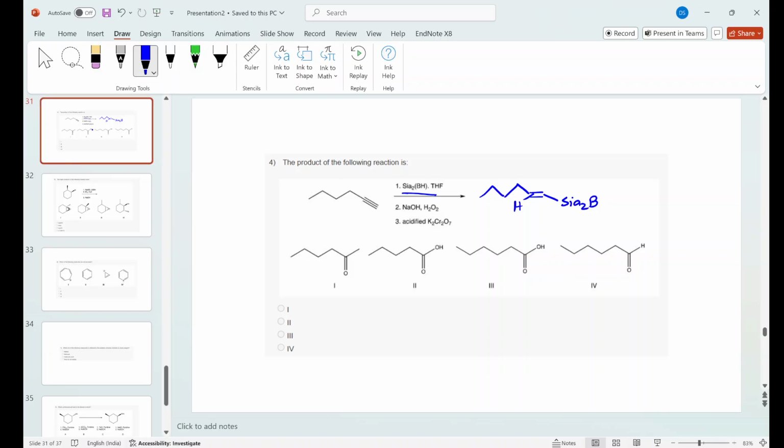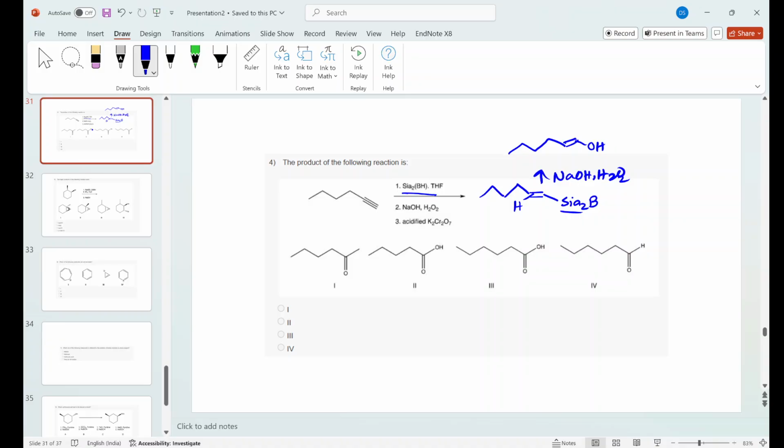This side will be H, and then when you are treating with OH-, H2O2, then it will convert to the OH. Okay, 1, 2, 3, 4, 5, 6.